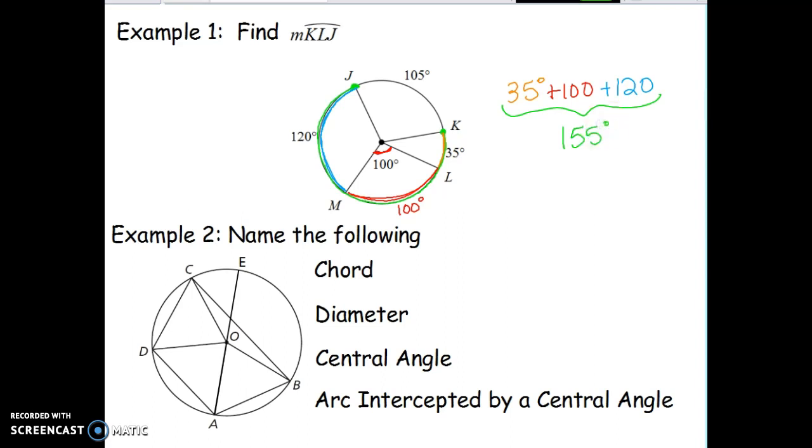So one of the things that we talked about yesterday is if we know that the whole entire circle is 360 degrees, we could just subtract out this little piece right here, because if the whole circle is 360 and we take out this piece right here, that leaves us with our KLJ. So if we take that and subtract out 105 degrees, we would also then get that 255 for our KLJ. So sometimes there are more than one way to do this.